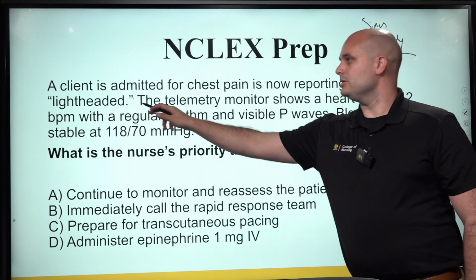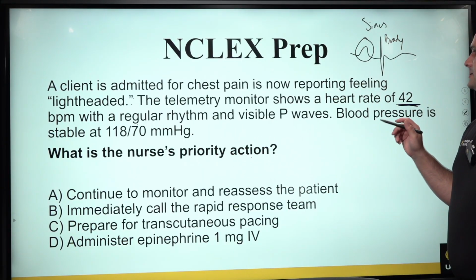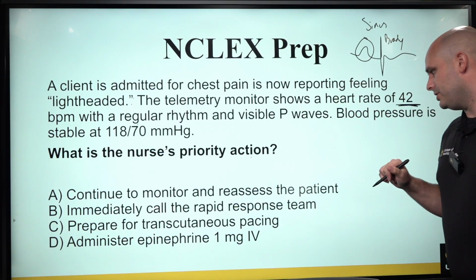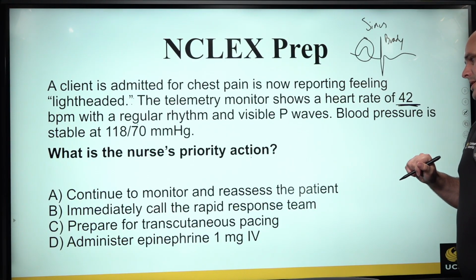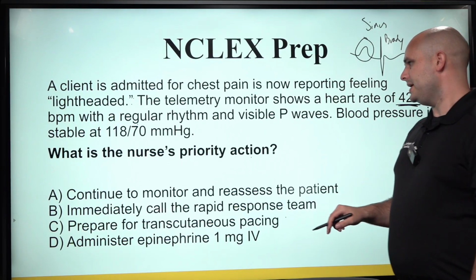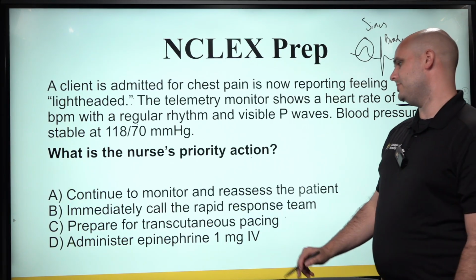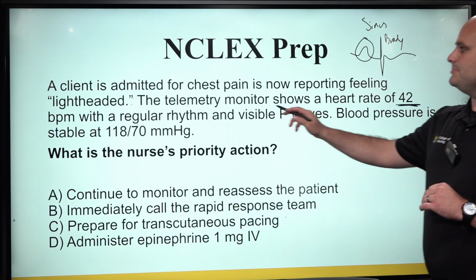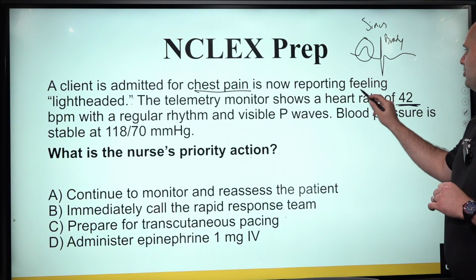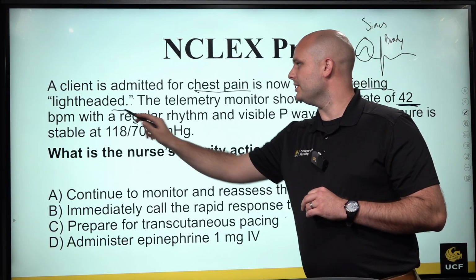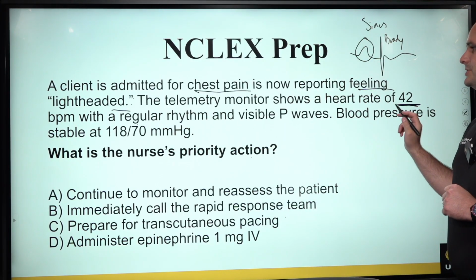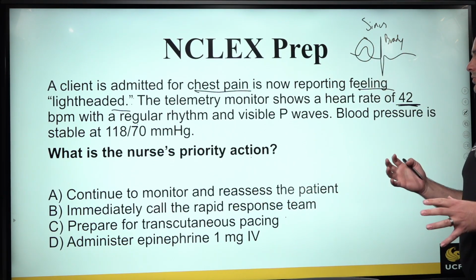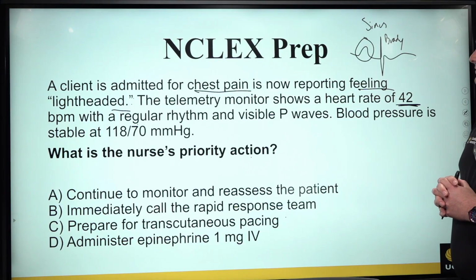Well, we know they're lightheaded and we know their heart rate's 42. What are we going to do for them? Continue to monitor and reassess, immediately call the rapid response, prepare for transcutaneous pacing, administer epi 1 milligram. So what do you think we should do? So the patient is admitted for chest pain, is now reporting feeling lightheaded, they're not feeling well, and they have a heart rate of 42, and their blood pressure's okay, but what do you guys think? What do you guys think the priority action is for this?